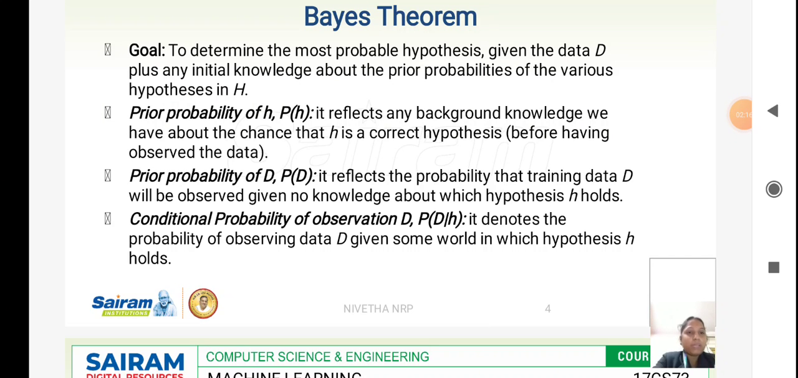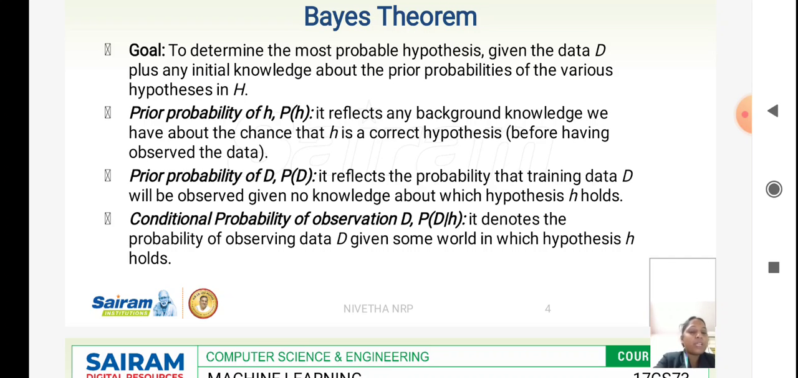Next we'll see Bayes theorem and what its ultimate goal is. We use Bayes theorem to determine the most probable hypothesis when the data is given, and the probability of the occurrence of a given hypothesis. For that we need to know the prior probability of H. What is this prior probability of H? It is going to reflect any background knowledge related to the hypothesis. It reflects that in the prior probability of H.